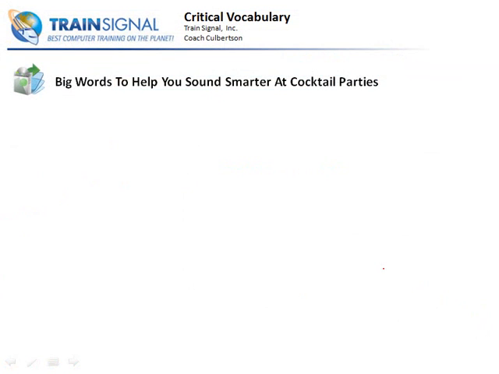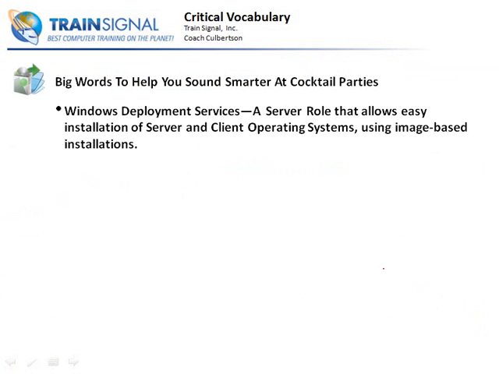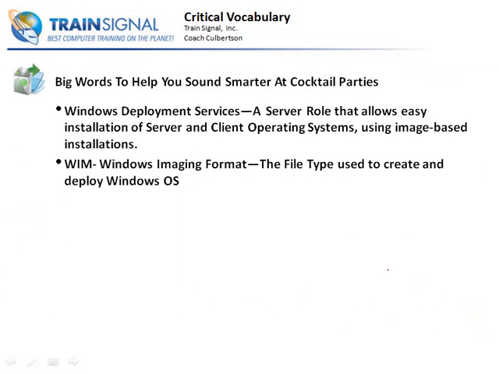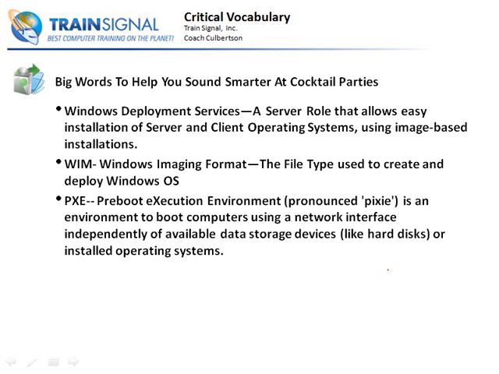All right, so let's talk about some big words that are going to help you sound smarter at cocktail parties, okay? First of all, Windows Deployment Services is just a server role that allows easy installation of server and client operating systems using image-based installations. WIM, Windows Imaging Format, the file type used to create and deploy Windows operating systems. PXE, hey, we talked about this. Let me give you a good solid definition. Pre-boot execution environment, pronounced PXE.